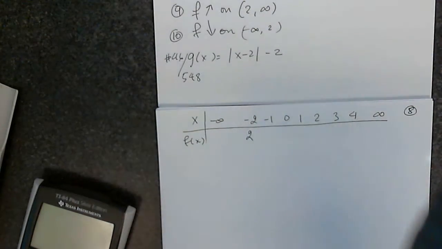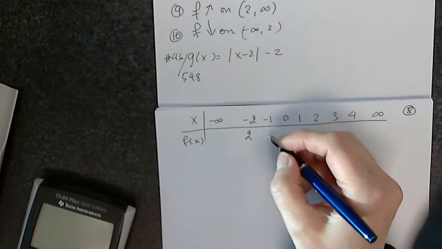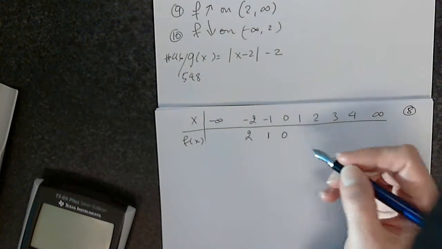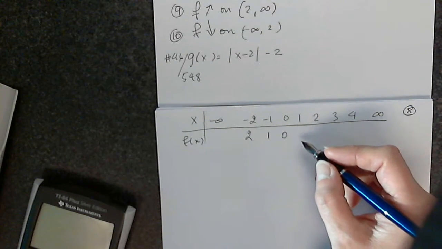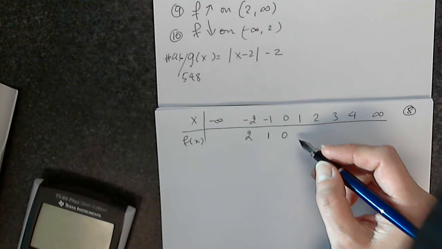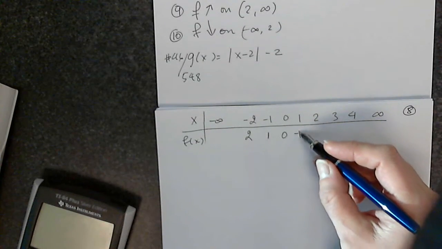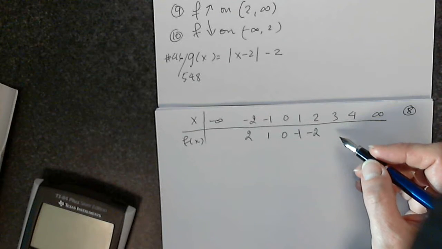Excellent. Please plug in -1. 1. Yes, because -1 minus 2 is -3. The absolute value is 3. 3 minus 2 is 1. 0. 0. Good. 1. Perfect. 2. Very good. 3.